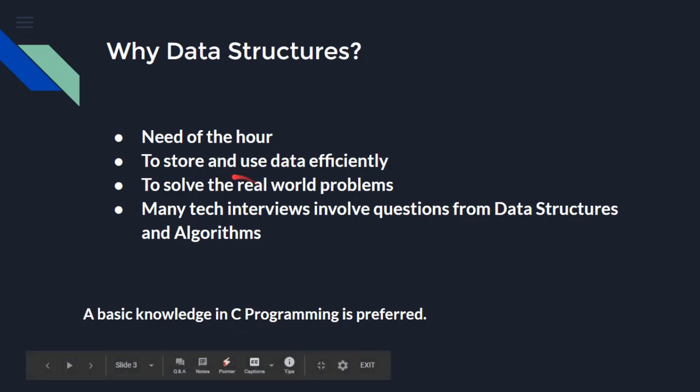So that's the main point that I want to insist on here. Another one is you can solve any real world problem. If you desire to solve that problem using programming, then you are in need of data structures. It makes your problem way simpler to solve, right? And the point I want to insist on is that many tech interviews involve questions from data structures and algorithms, and I assure you that this course will definitely help you to answer those questions.